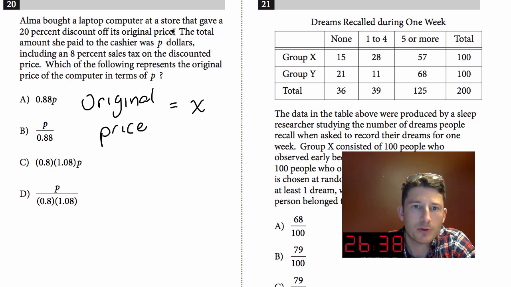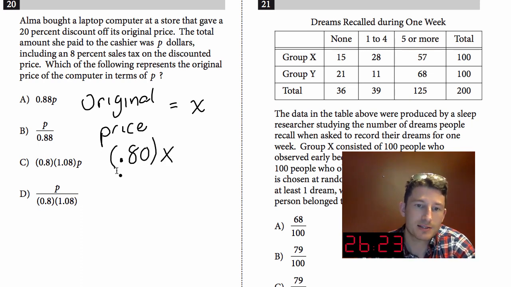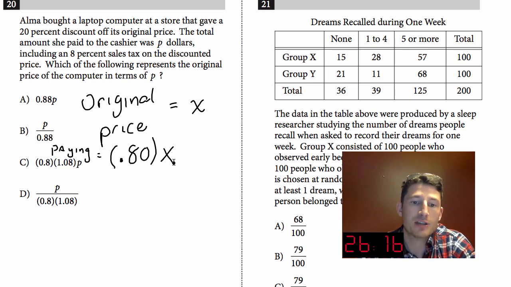She bought a laptop computer at a store that gave her 20% off. One way of thinking about this: if you get 20% off, you really only pay 80% of the price. So far she's paying 80% of the original price. Then what happens? The total amount she paid to the cashier was P dollars, including an 8% sales tax on the discounted price.